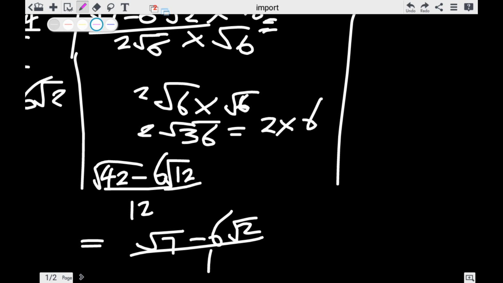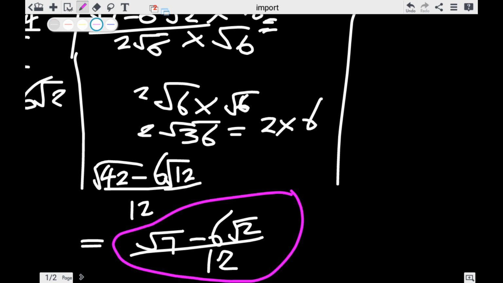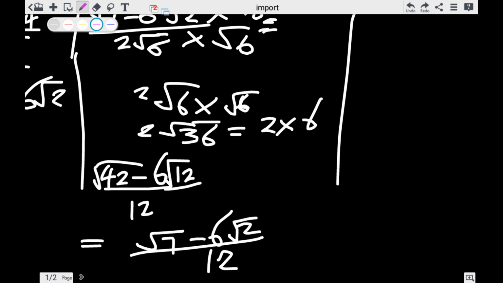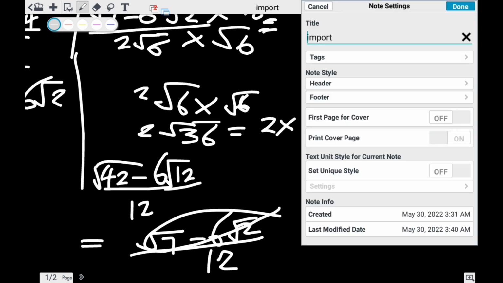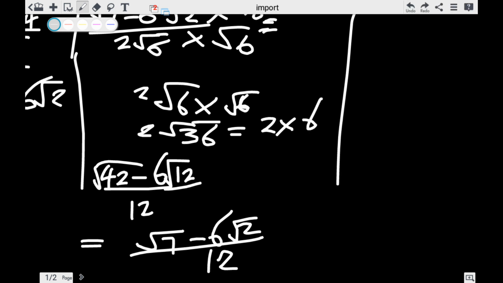But it's not over 12. It's not over 1, it's over 2. So that is the answer. So the answer is root 7 minus 6 root 2 over 12. So that is the answer. But notice that you cannot factorize this expression at the top anymore. You have factorized it once and for all. But there is a mistake here.